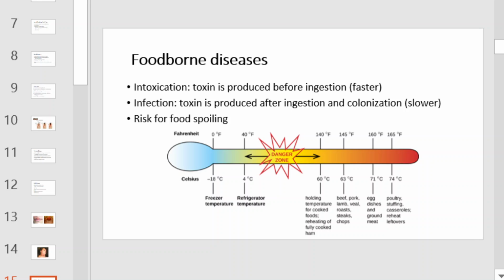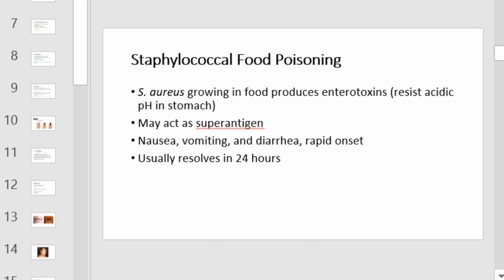The illustration on this slide is meant to share with you the points at which we should be concerned about food temperature. The longer a food item sits out at a warm temperature, the greater the risk of intoxication and potential infection. Staphylococcal food poisoning is caused by Staph aureus growing in food and producing enterotoxins. These enterotoxins may act as superantigens and cause nausea, vomiting, and diarrhea. They often have a rapid onset but resolve themselves in about 24 hours.